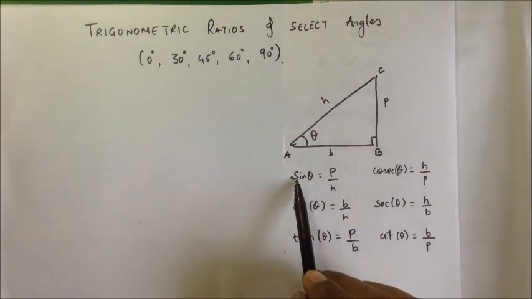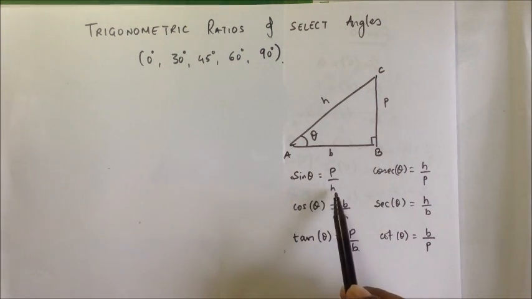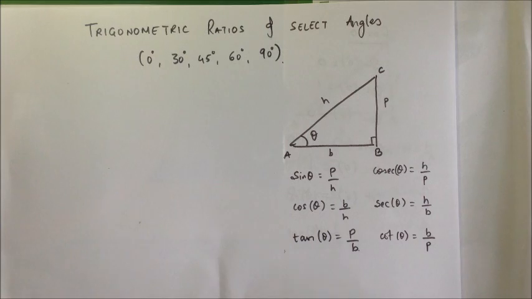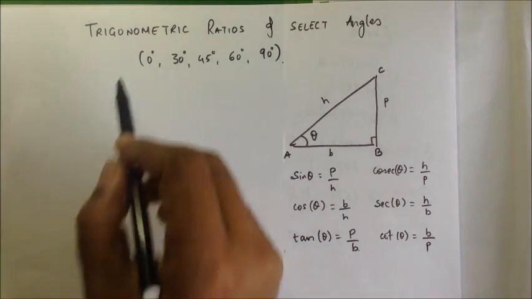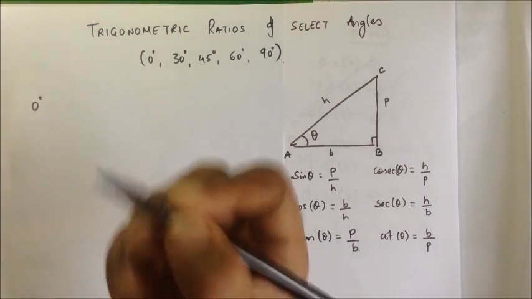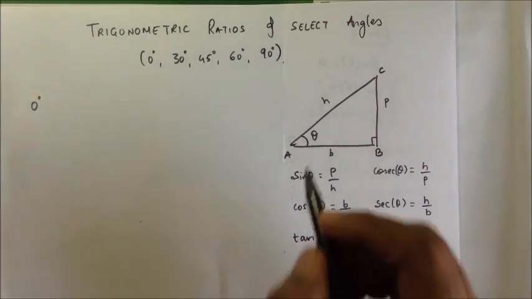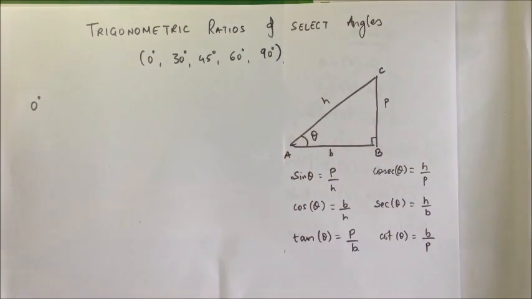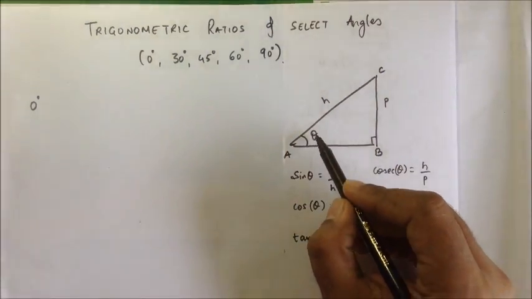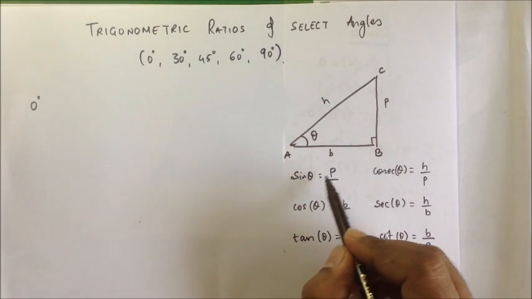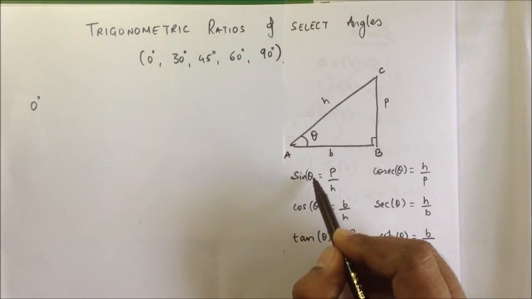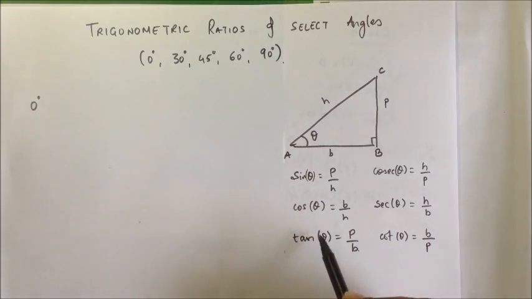Now you all know that sine is the ratio between perpendicular upon hypotenuse, cos is base upon hypotenuse, and so on. Now I'll start with my first angle, and that angle is 0 degree. Now I need to make this angle theta as 0, because if I make this angle theta 0, then the values would be corresponding to 0 degree. So I have to make this angle theta as 0.